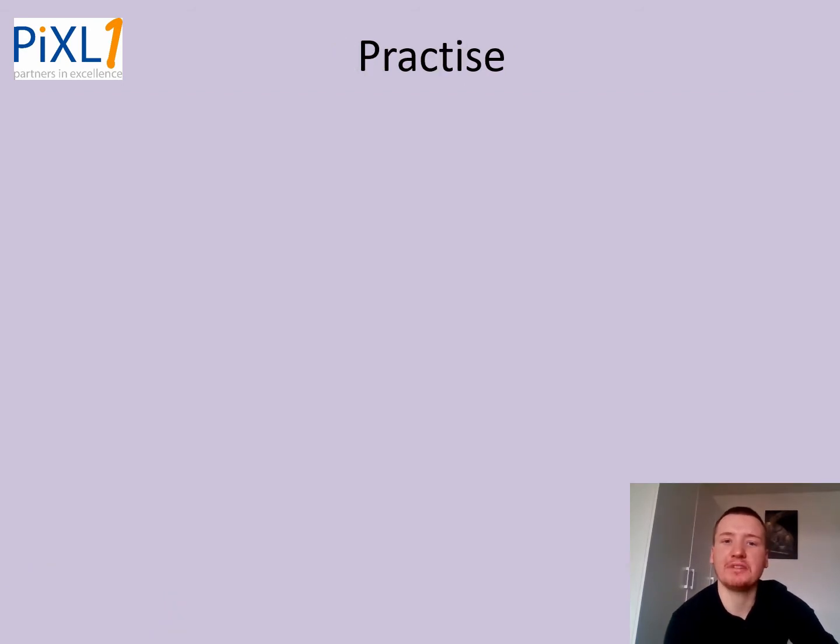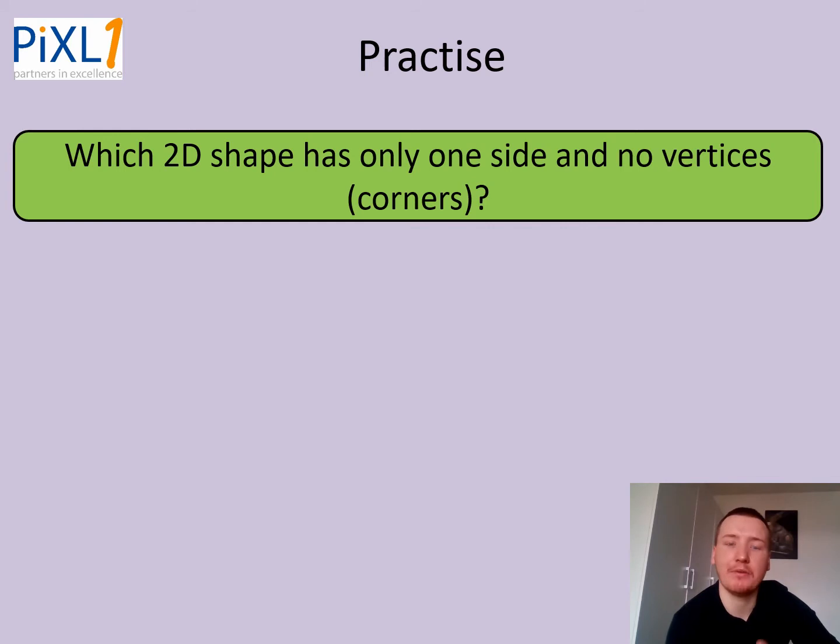We've introduced the 2 different properties that we're going to be focusing on today to help us guess the shape that we're talking about. So, let's put this to the test. I'm going to give you a couple of clues and you need to work out which shape that we've introduced previously I am talking about. So these are your clues. Which 2D shape has only one side but no vertices, which means corners? So have a little think. Which shape has one side but no vertices?